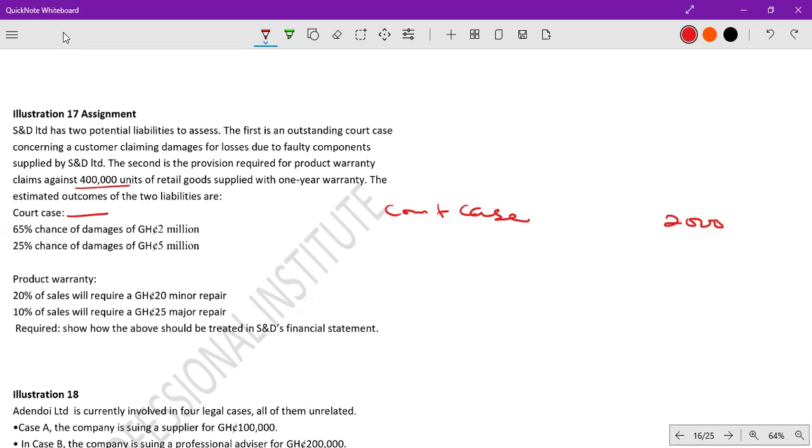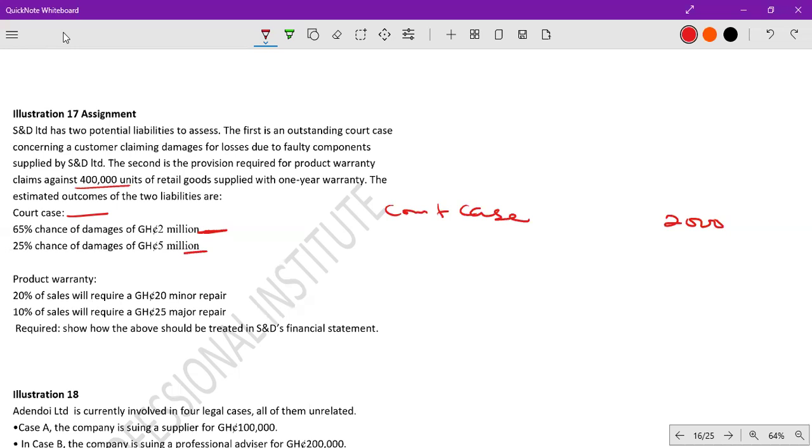Then there is a 25% chance of the damages being 5 million. So this one, it is probable. And it must be what? Recognized. Come to the warranty.